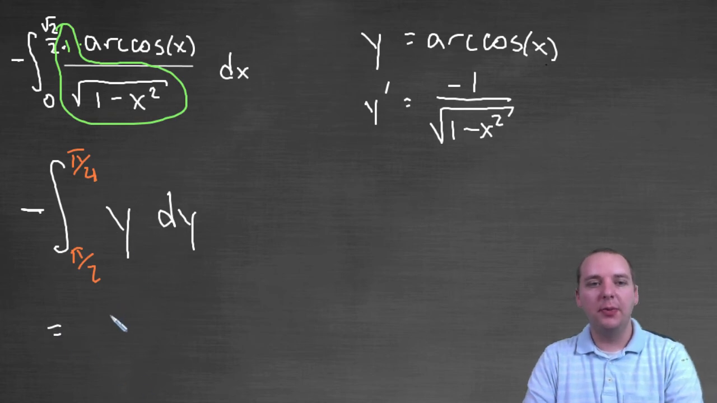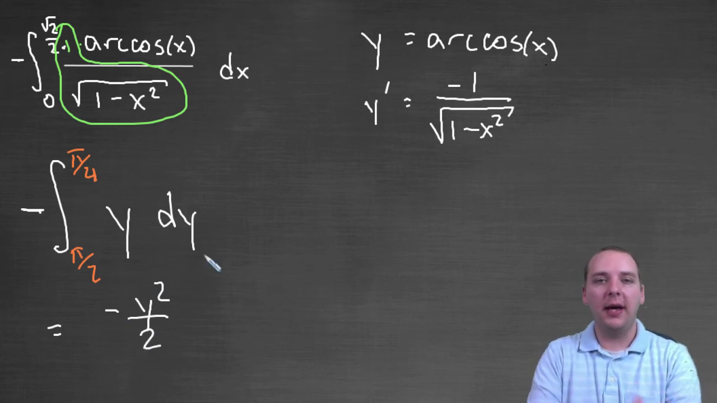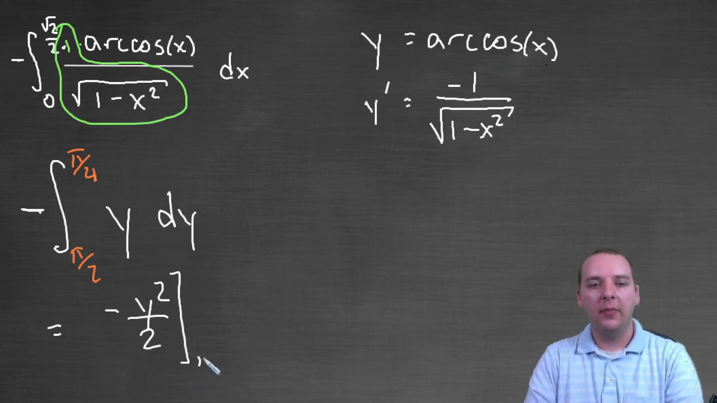This is actually quite simple now. We get negative y squared over 2, just a simple power rule. We don't have to convert back to x's or arc cosines or what have you. We can put a bracket with a pi over 2 and a pi over 4. Plug those in and subtract.